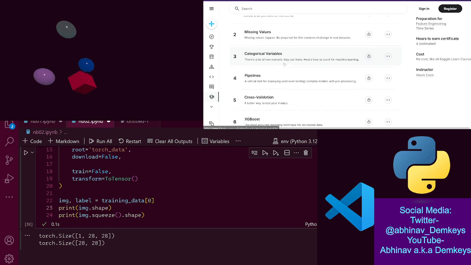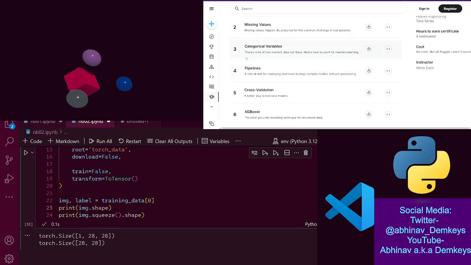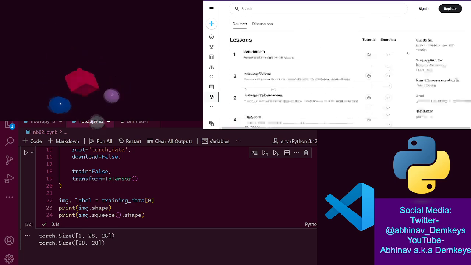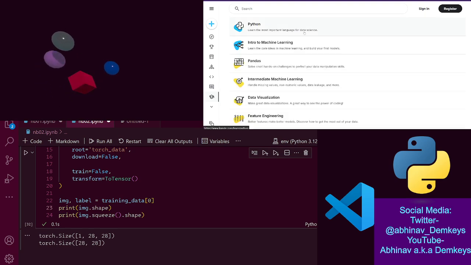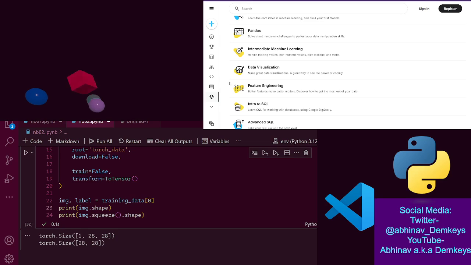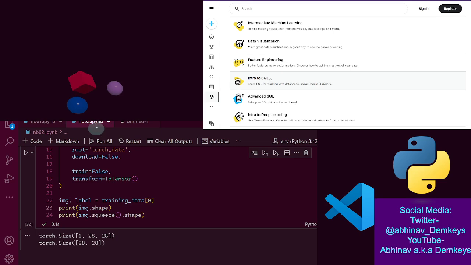So they go into various different things in this section as well. I want to go through these sections. The interesting thing is, oh yeah, so this is a feature engineering section. I also need to look into this section, intro to SQL and advanced SQL.